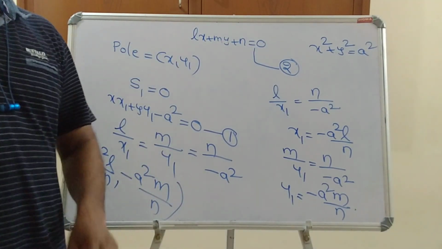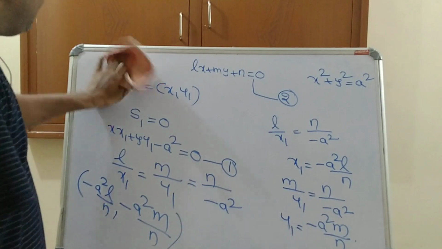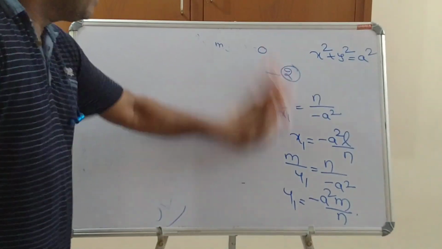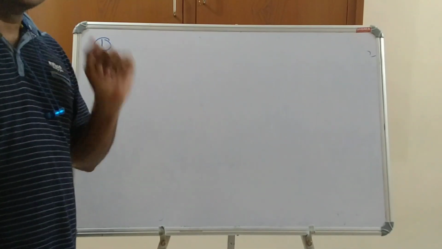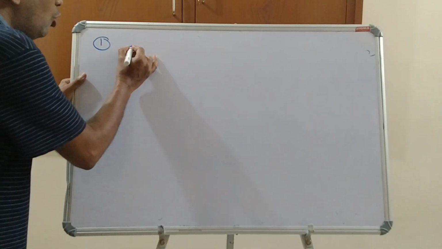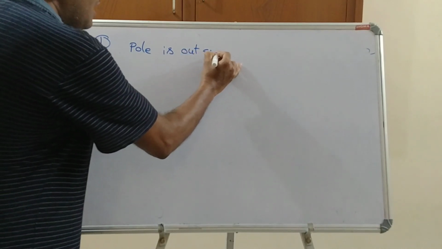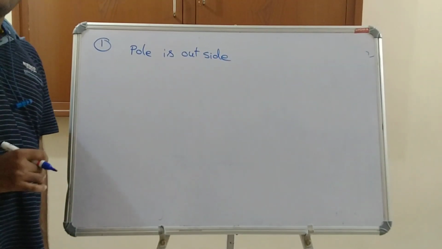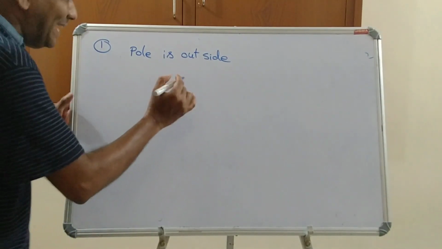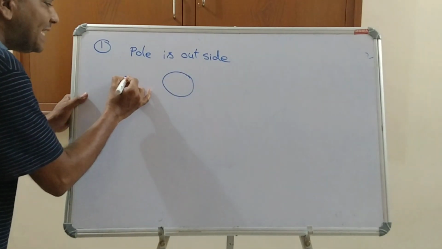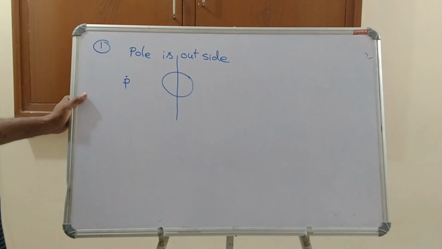Now, here we have to discuss 4 important points. First point, suppose the pole is outside the circle, then the polar coincides with the chord of contact.